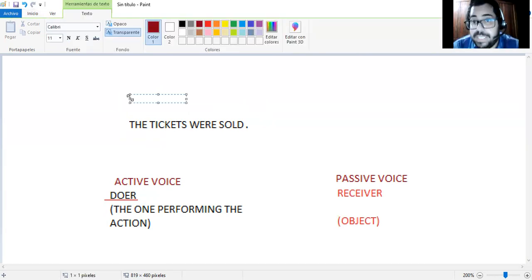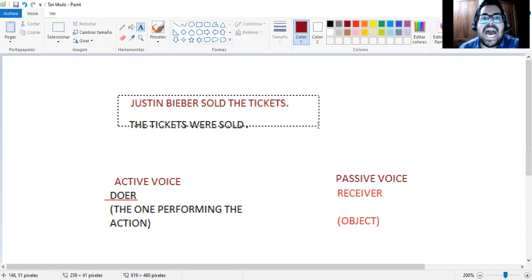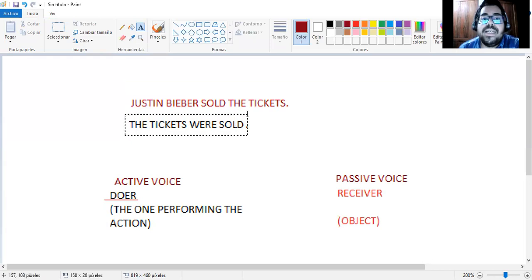Let's invent a subject, guys, a person that does the action, a doer, a performer. For example, I don't know, Justin Bieber. Okay, Justin Bieber, guys. This is a normal sentence. Remember, Justin Bieber sold the tickets. This is what we call active voice. This is a normal sentence that we create. Justin Bieber sold the tickets. And this was a passive voice.